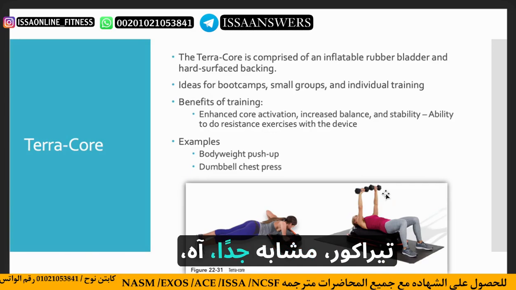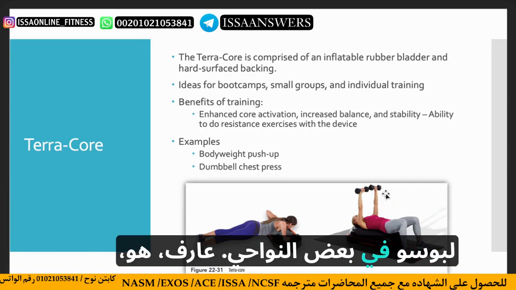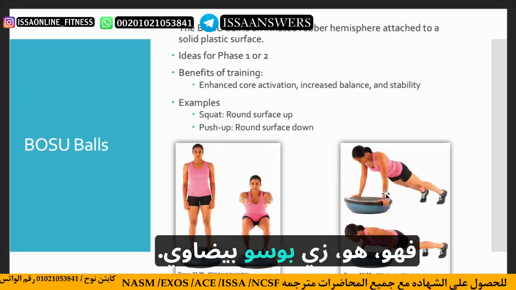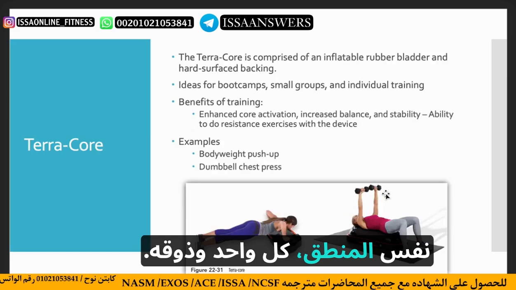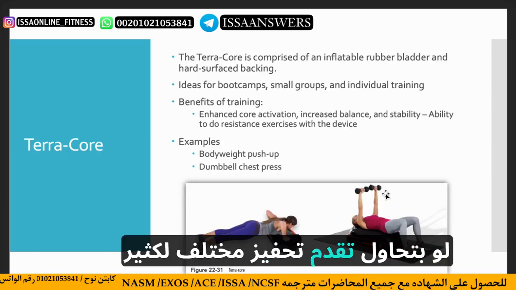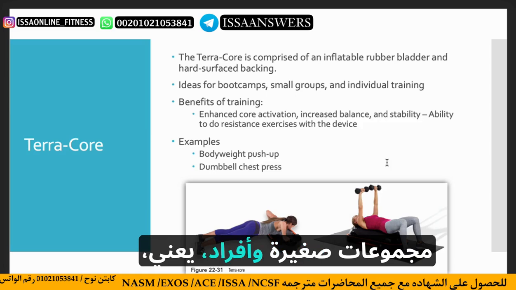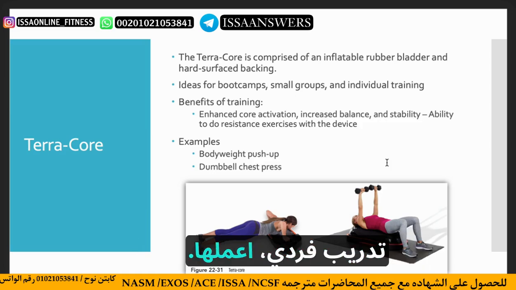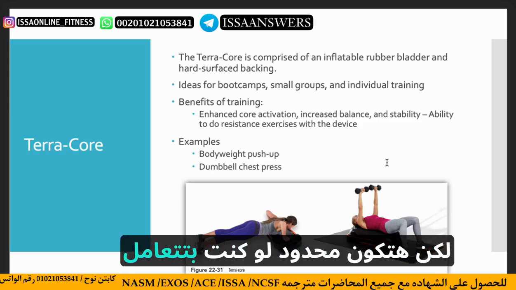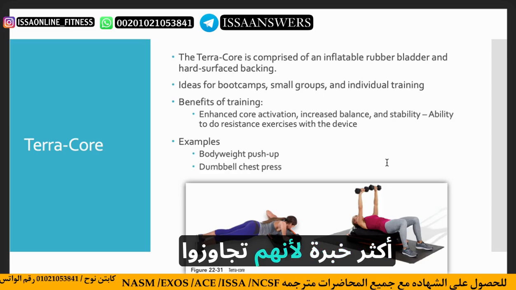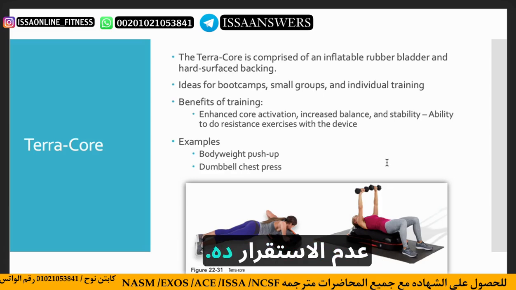TerraCore's very similar to a Bosu in some sort of way. It does have that rubber bladder, so it's kind of like just an oblong Bosu, so same premise. If you're trying to provide a different stimulus for a lot of people, like it says here, boot camp, small groups, and individuals, have at it, but you're going to be limited if you're working with a lot of experienced lifters because they're beyond that instability.